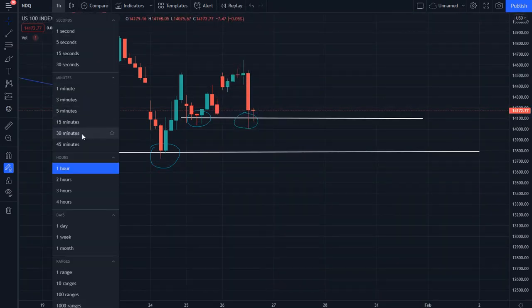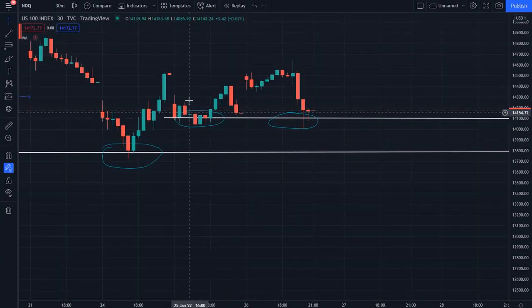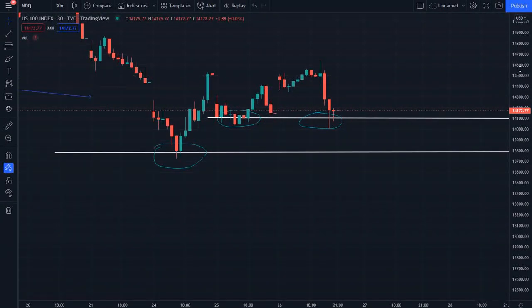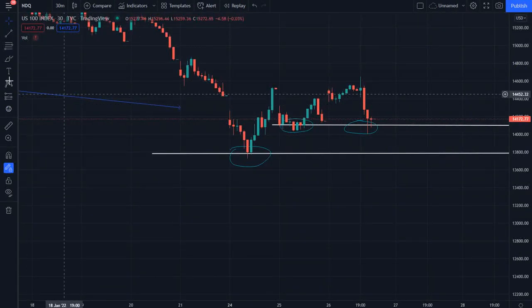Now zoom in again, 30-minute time frame. Alright, so this is closed now. Now let's take what we have on a smaller time frame, just looking for any breakthrough in this case. Let's take a look.